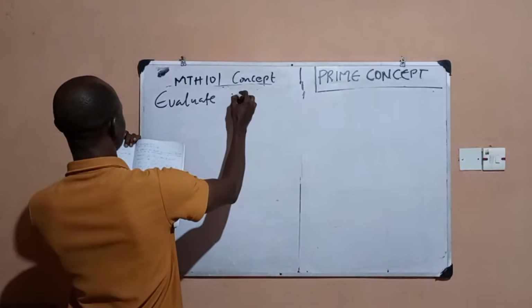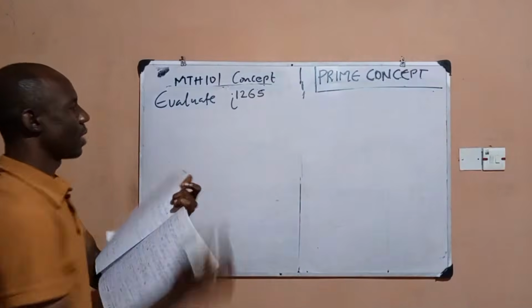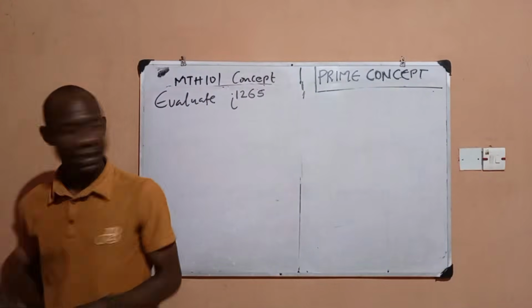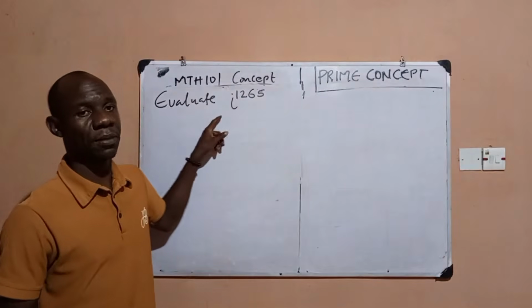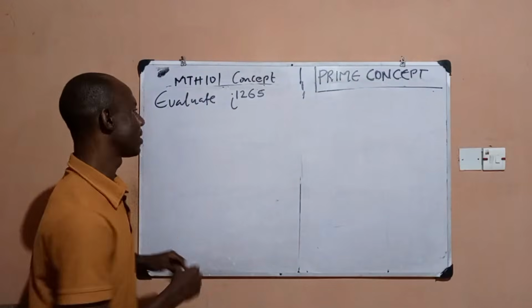Evaluate i raised to power 1265. So this is called an index. This is powers of the complex number i. How do we solve this? Very fast without wasting time.